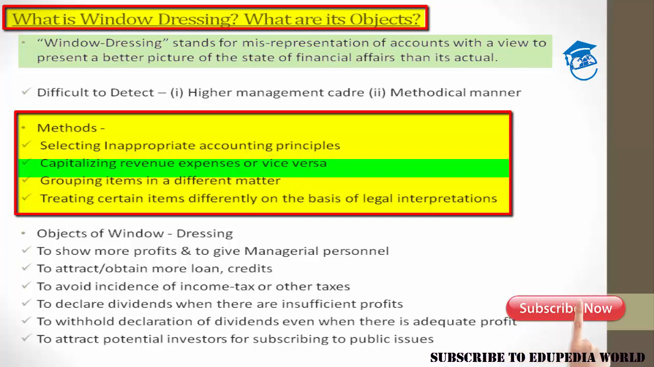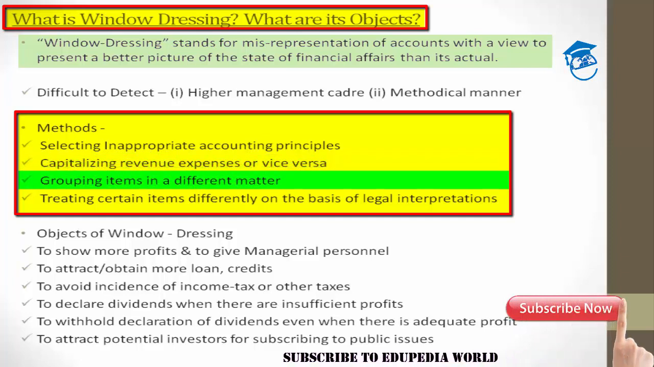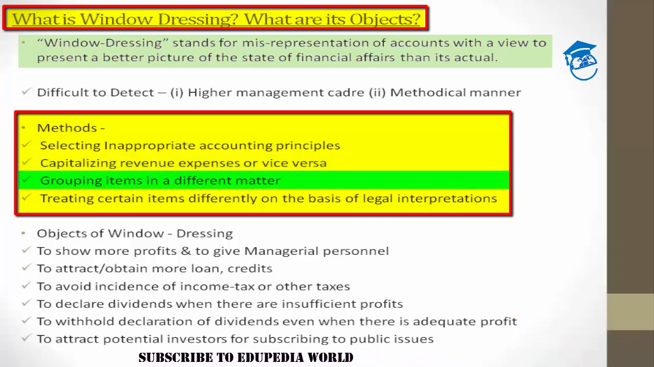Next will be the grouping of items in a different manner. So you are grouping the items in a different manner. Example, sundry creditors are being shown as unsecured loans, let's suppose. Creditors are basically the ones who are with you in their normal day-to-day affairs, but you are showing the same as unsecured loan. Again, that is something which is just not appropriate. You're grouping something in a different manner altogether, in order to boost your current ratio, I can simply say that.